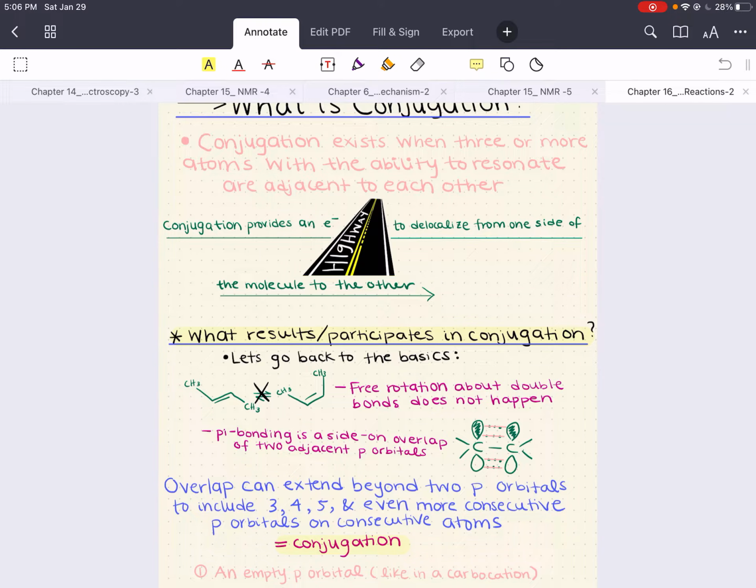Now, the definition of a p orbital extends past just double bonds. In other words, the presence of double bonds isn't the only way to achieve this p orbital overlap. Other ways include having an empty p orbital, such as that in a carbocation, an orbital containing a lone pair, a p orbital of a pi bond, double or triple, and a half-filled orbital, such as that seen in radicals.